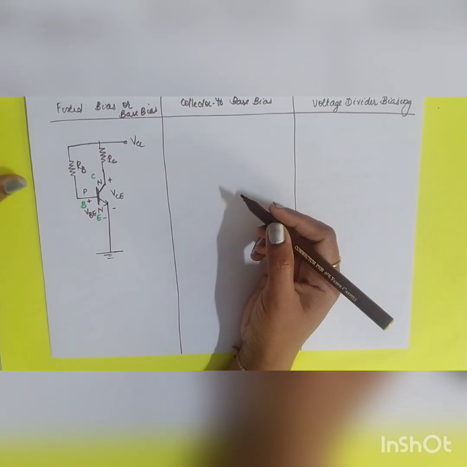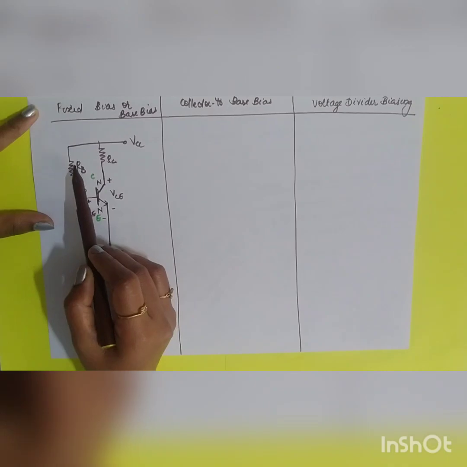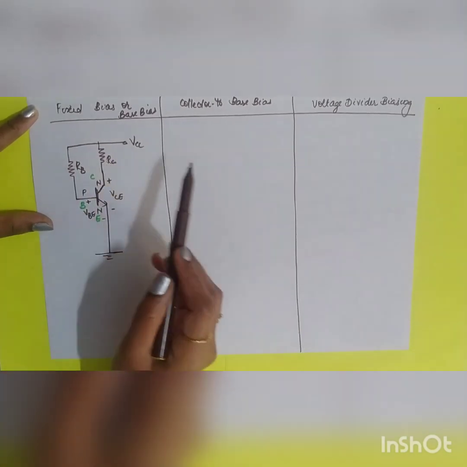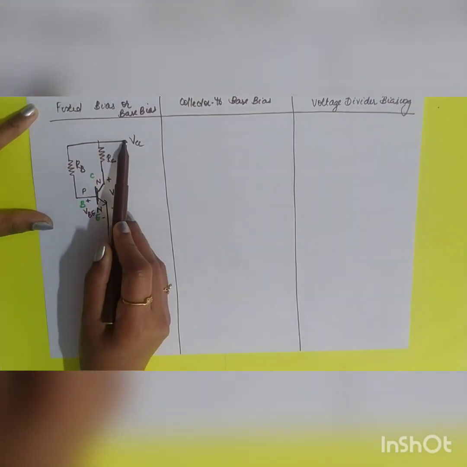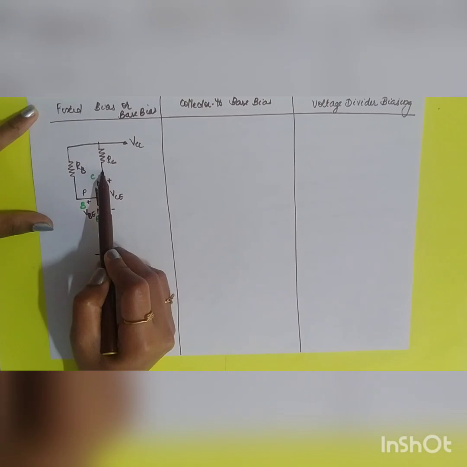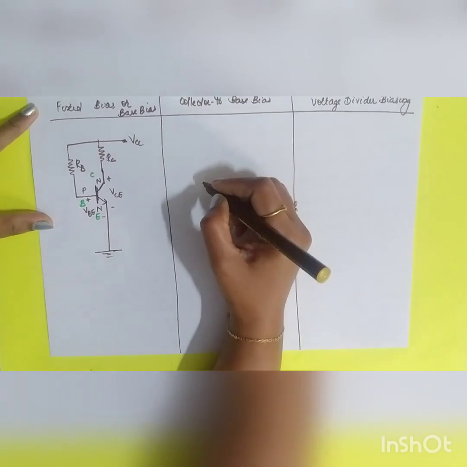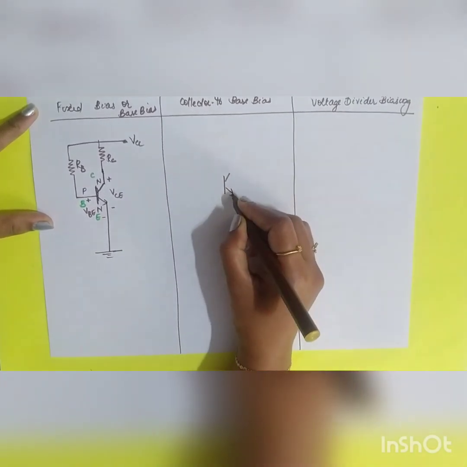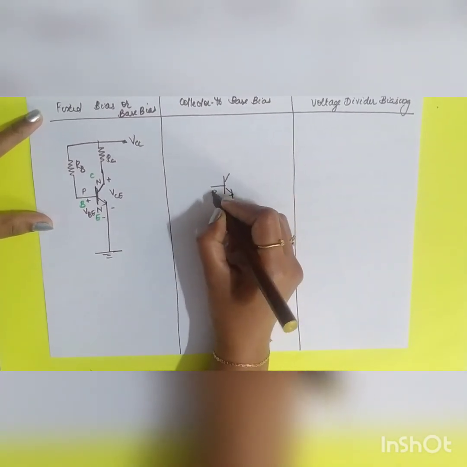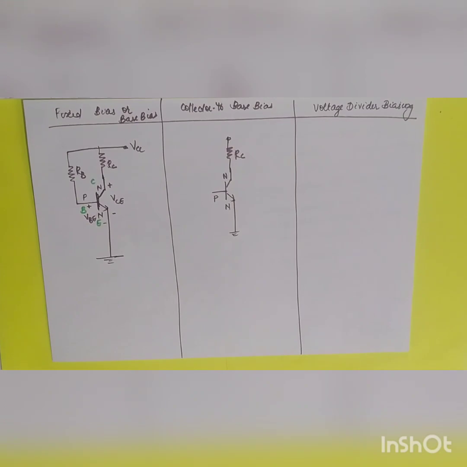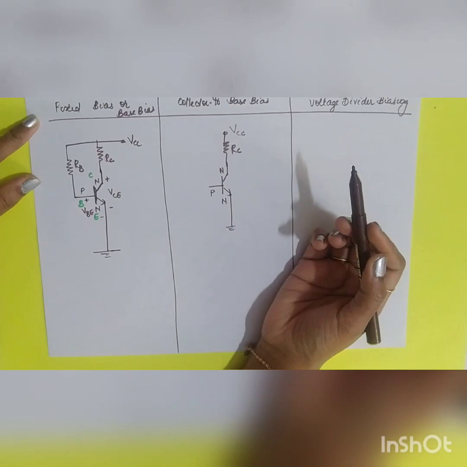Now, a little bit of improvisation to this will be your collector to base bias. So here you have applied the RB to VCC, right? In the collector to base bias, you are just changing this RB. Instead of connecting it to your VCC, now your supply will be on the collector side. So VCE will be your supply to your RB. So let me draw it once again, collector to base bias. Your emitter will be grounded. So it is again an NPN transistor. So across the collector, you have your collector resistance RC to which you are connecting your VCC.